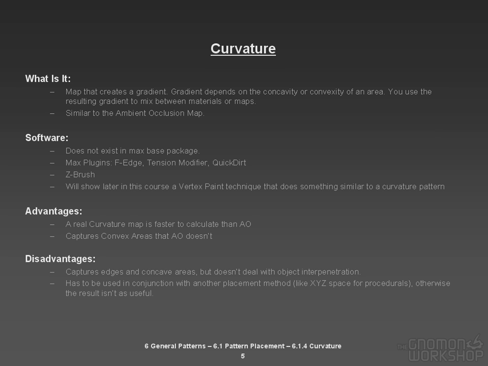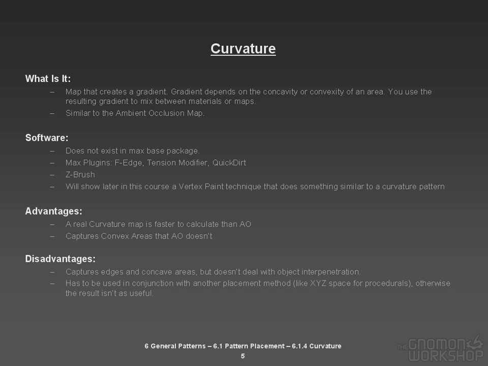And I do have this sort of hacky vertex paint technique that does something similar to a curvature pattern, except you bake it out into a vertex map. So it's not something that happens at render time. It's something you have to pre-bake. So we'll get into that in a little bit.